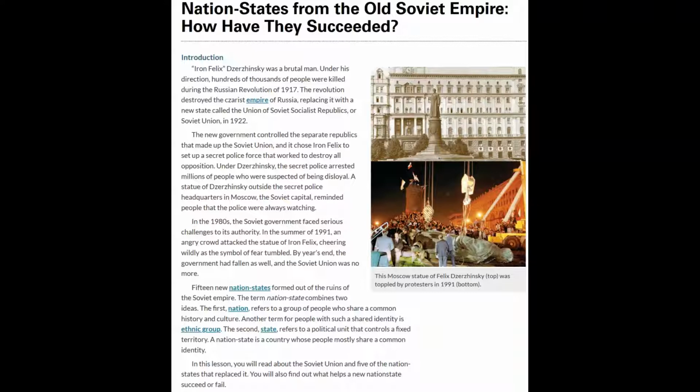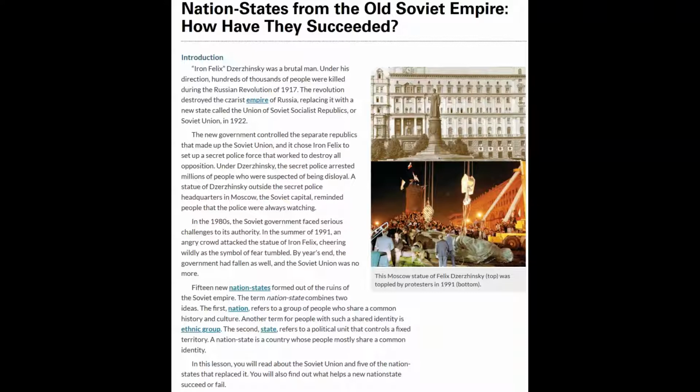Under Dzerzhinsky, the secret police arrested millions of people who were suspected of being disloyal. A statue of Dzerzhinsky outside the secret police headquarters in Moscow, the Soviet capital, reminded people that the police were always watching. In the 1980s, the Soviet government faced serious challenges to its authority. In the summer of 1991, an angry crowd attacked the statue of Iron Felix, cheering wildly as the symbol of fear tumbled. By the year's end, the government had fallen as well, and the Soviet Union was no more.